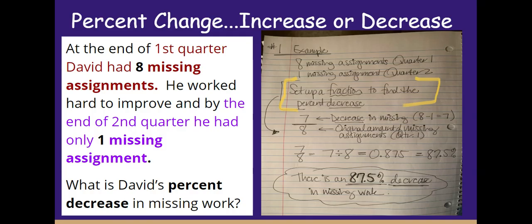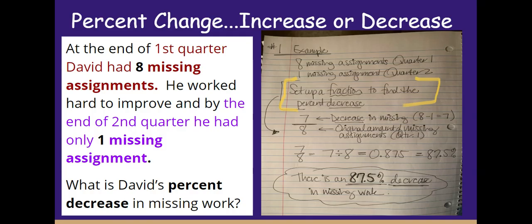And we talk about it as percent change because it's either the amount of increase or the amount of decrease. And you have seen that in the stories that you've worked with. Here's the first story we're going to look at in our examples. At the end of first quarter, David had 8 missing assignments. He worked hard to improve, and by the end of second quarter, he had only 1 missing assignment. What is David's percent decrease in missing work?